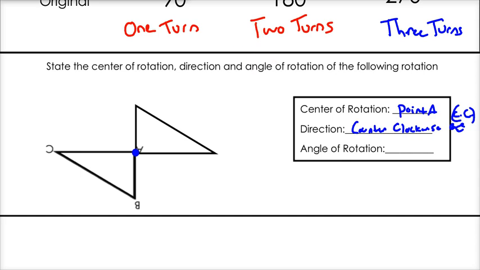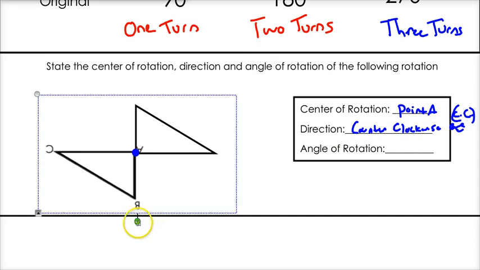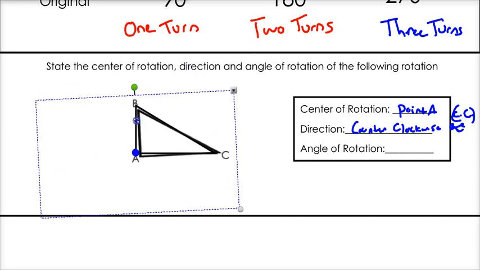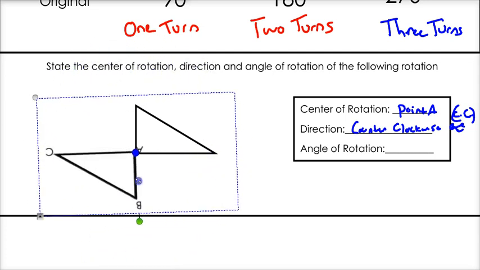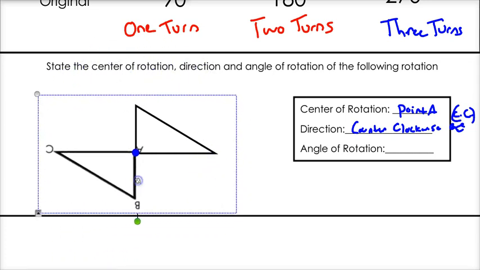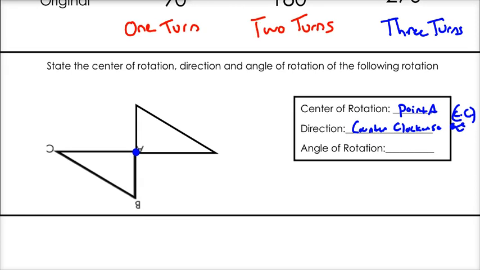In the angle of rotation, well, once again, let's just look at this. How many times did I turn it? I turned it once, and then I turned it twice. And you'll see now it's in the opposite direction, so that is a 180-degree rotation. And if you can do these three things, find the center of rotation, which direction, and the angle of rotation, you're gonna be good for this lesson.